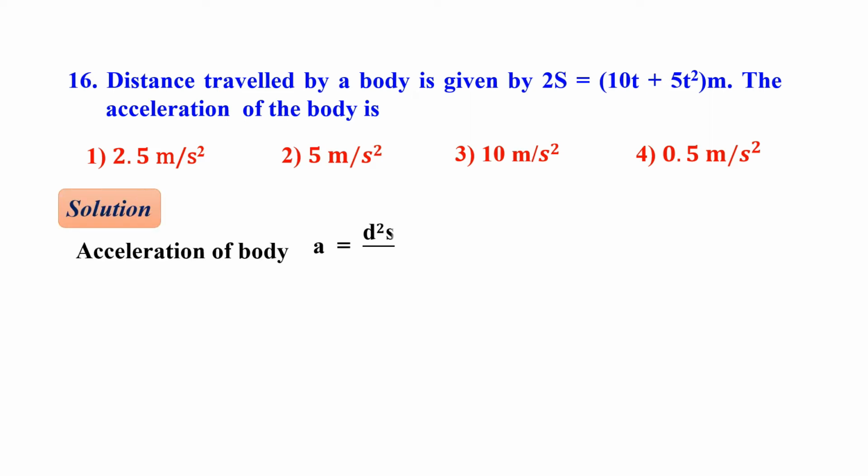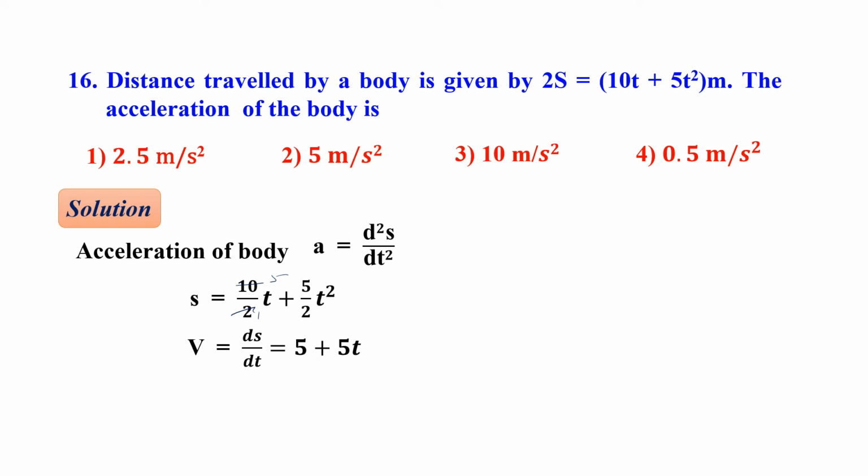Acceleration of the body a is equal to d square s by dt square. Now we are differentiating this equation. The given equation is 2s is equal to 10t plus 5t square. This equation can be written as s is equal to 10 by 2 t plus 5 by 2 t square. So now v is equal to ds by dt. First we are differentiating, then we are getting velocity, that is 5t plus 5 by 2 t square.